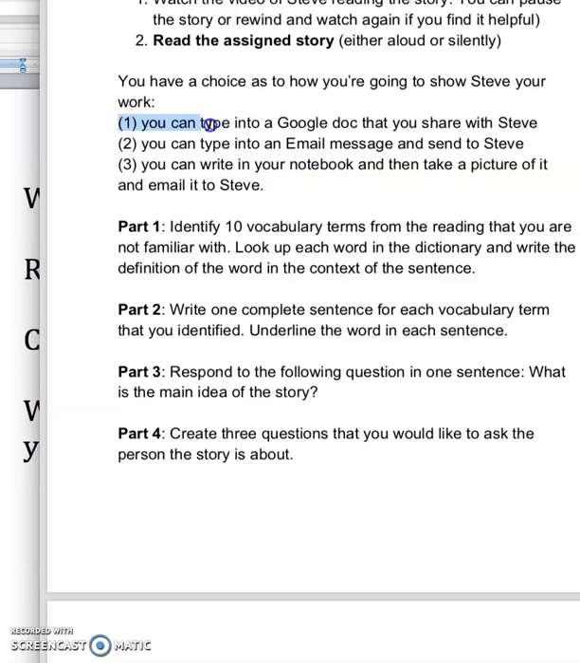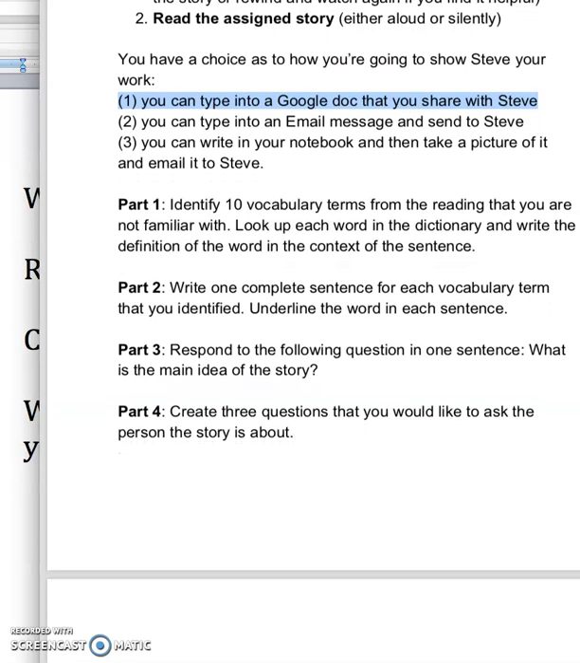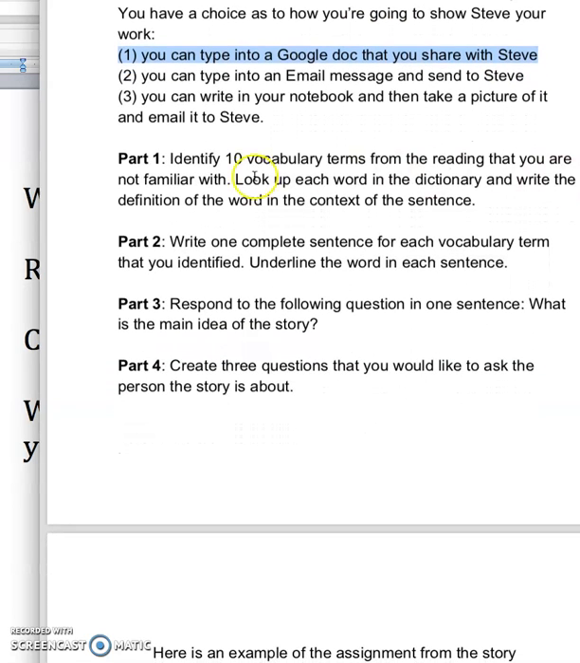I will say that if you can type it into a Google Doc and share it with me, that is the best, because I can then go into the Google Doc, edit it, make some changes, and send it back to you, and you can easily see the changes or suggestions that I'm making. So regarding the online assignment, there are 4 major parts.